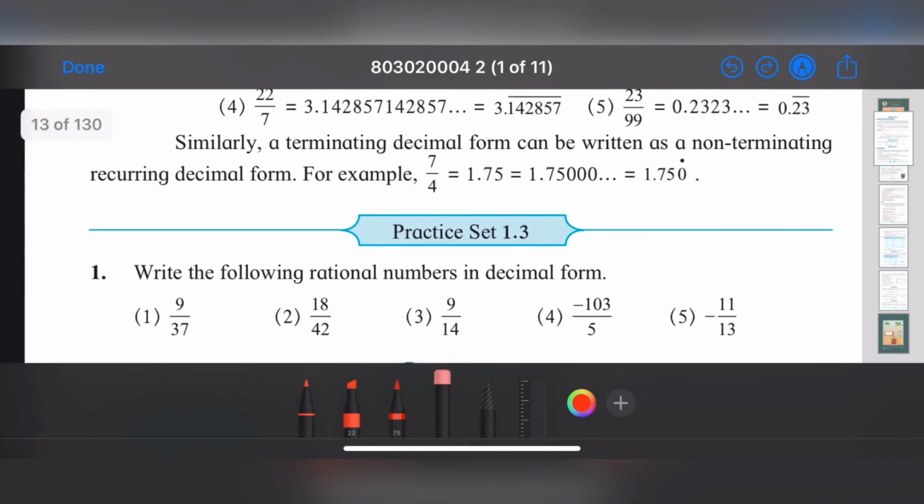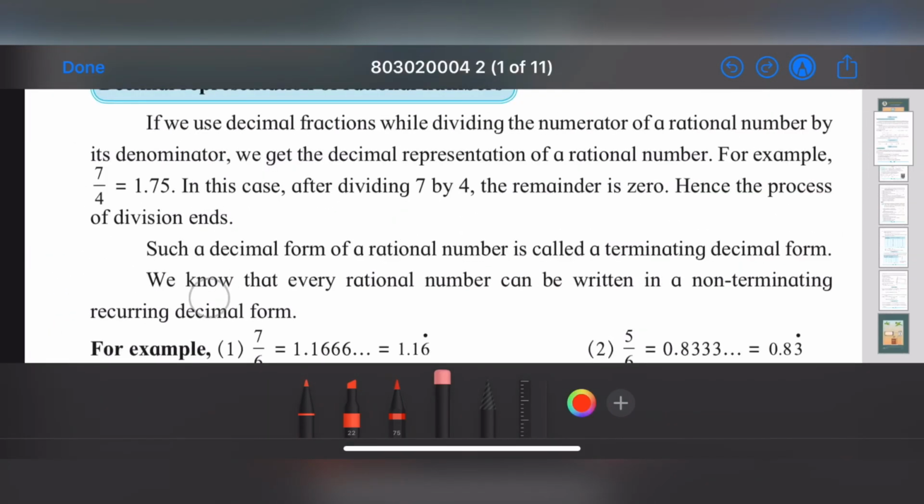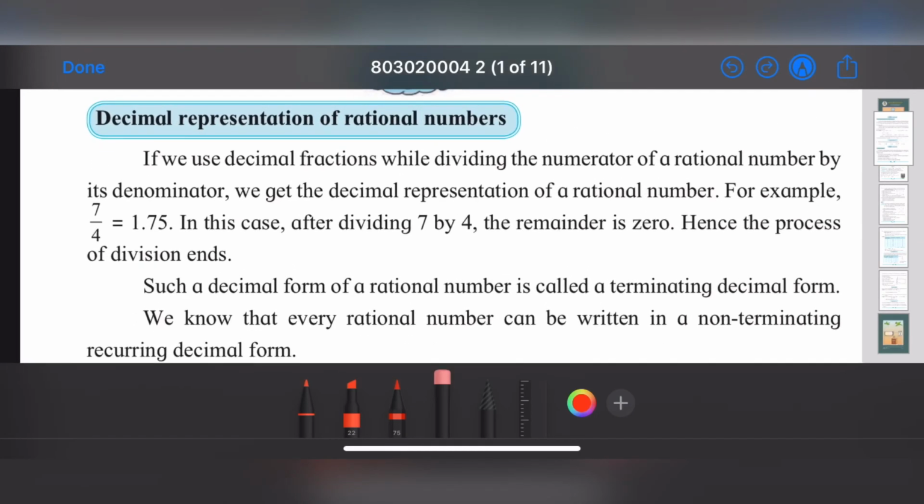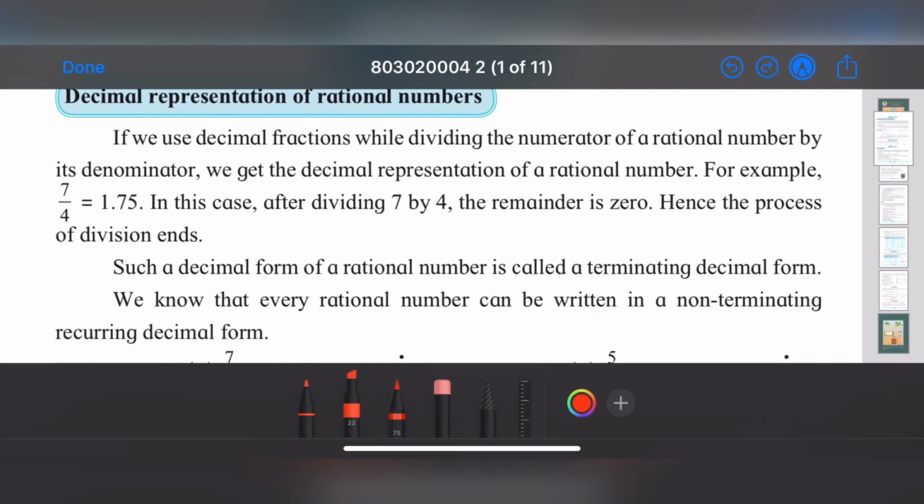So let's look at some of the examples just above the exercise from which we can learn how to convert them. Decimal representation of rational numbers. Now decimal representation means decimal form. Let's look at the example on the third line. 7 by 4. When you divide it, you get 1.75 as the answer. So 1.75 is its decimal form or decimal representation. And when you divide this, you also get a remainder 0. Means after a certain division, the number stops.